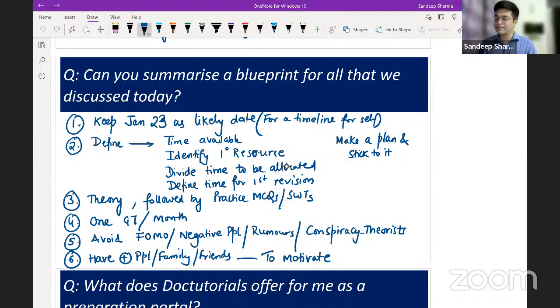And Khaleel sir, anything else you would like to add, sir? Yes, sir. As rightly said, it's very important to have a positive frame of mind throughout the preparation, believe that good things will happen, right?